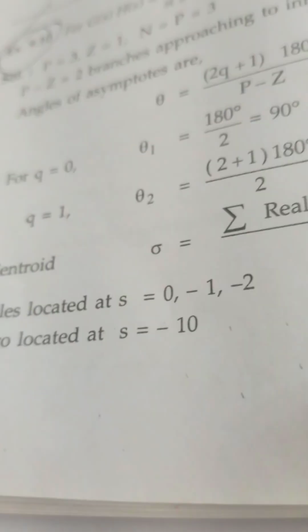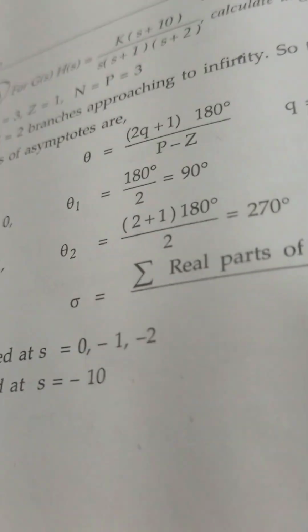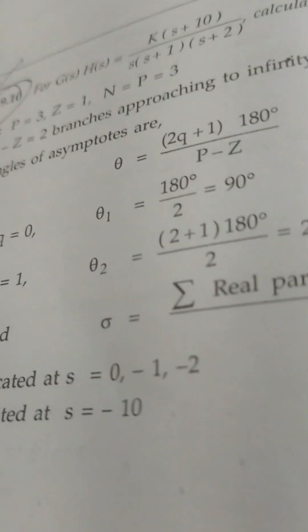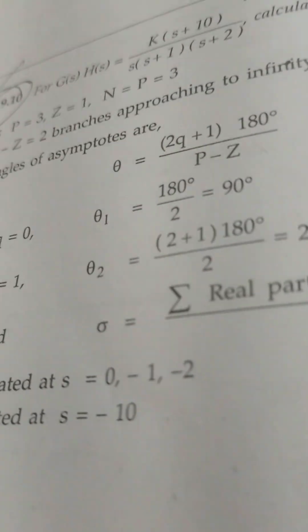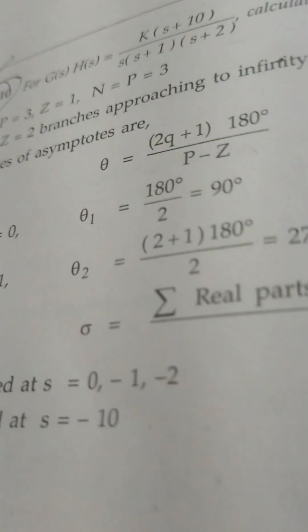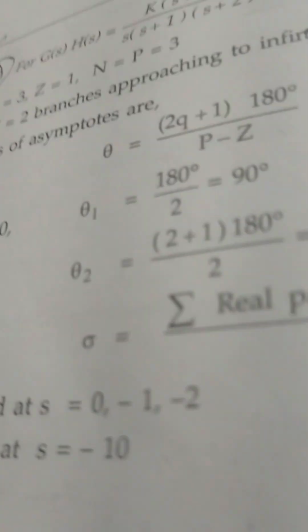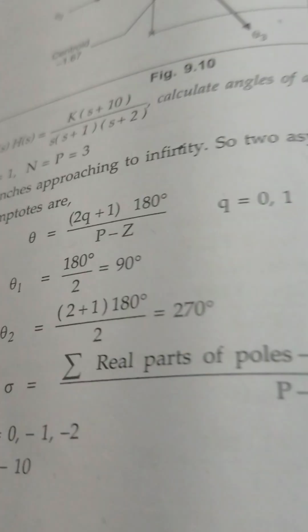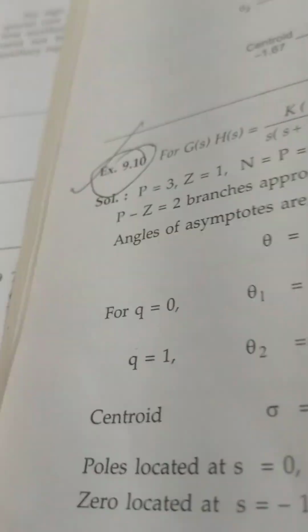To calculate the centroid, we consider the real parts. In these poles and zeros there is no term like 1 plus j or 1 minus j; no imaginary term is there. All of them, 0, minus 1, minus 2, are real parts of poles. Even if an imaginary part were there, there would be no problem, we only have to consider the real parts of poles. Already these are all real parts, therefore we'll use them to find the centroid.